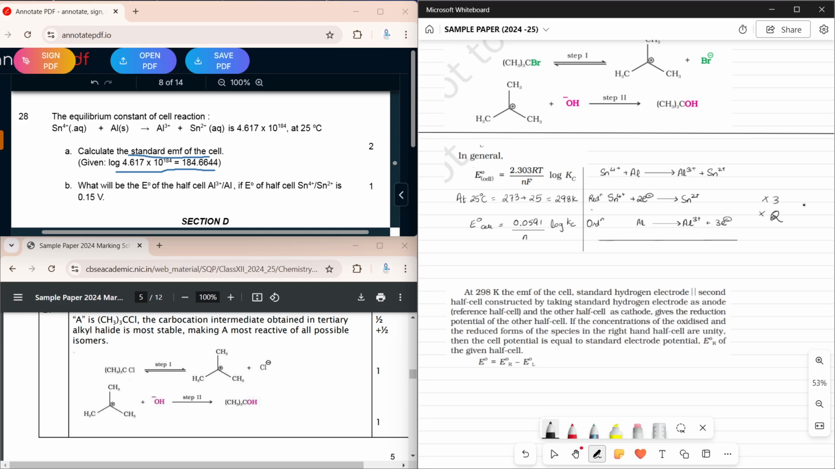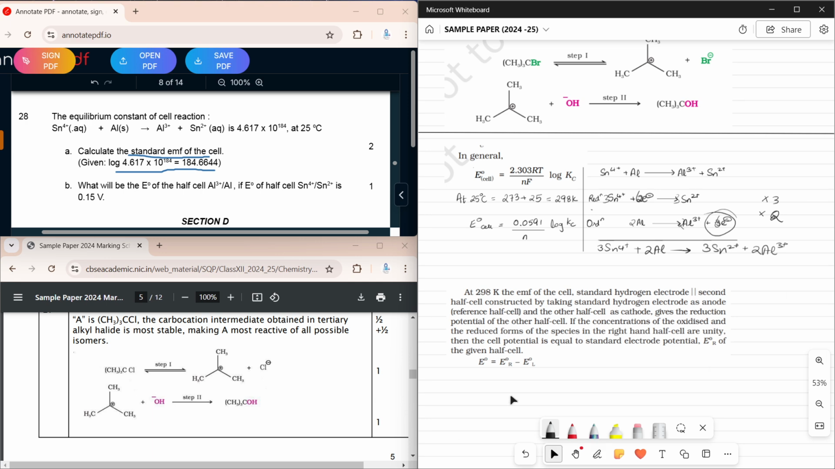So your final balanced equation is going to be 3Sn4+ and then 6 electrons and then 3Sn2+, and then this is going to be 2, 2, and this is going to be 6. Okay, so your final equation is 3Sn4+ plus 2Al gives rise to 3Sn2+ plus 2Al3+. But the more important thing is the fact that there are 6 electrons. So the value of n over here is going to be 6.